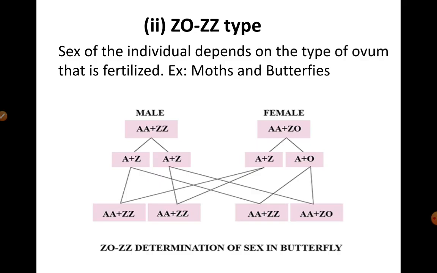At the same time males will remain homogametic, so they will have similar type of sex chromosomes. So here, which is heterogametic? Female is heterogametic and male is homogametic. Such kind of chromosomal sex determination, we call it the ZO and ZZ type of chromosomal sex determination.